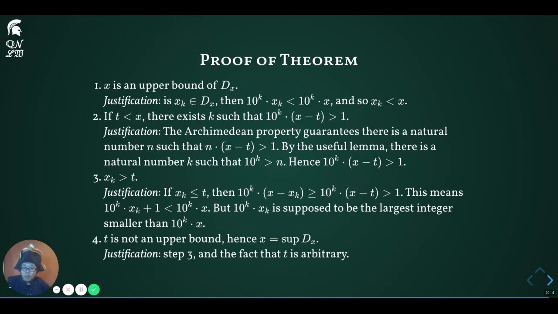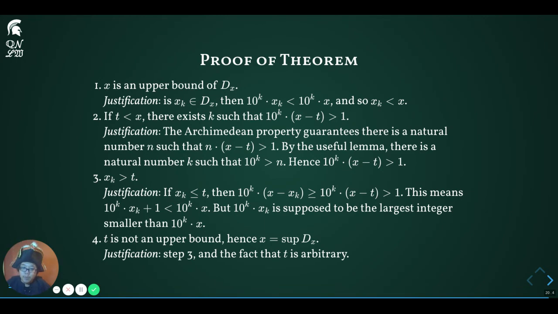From step 3, we're almost done. Since x sub k is in d sub x, step 3 shows that t cannot be a lower bound, which is exactly what we hoped to achieve by showing. So x is not only an upper bound of d sub x, but in fact its supremum. This shows the theorem.